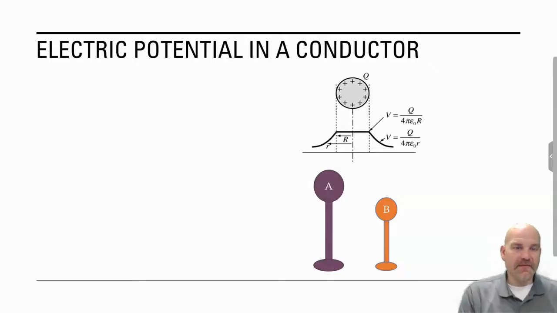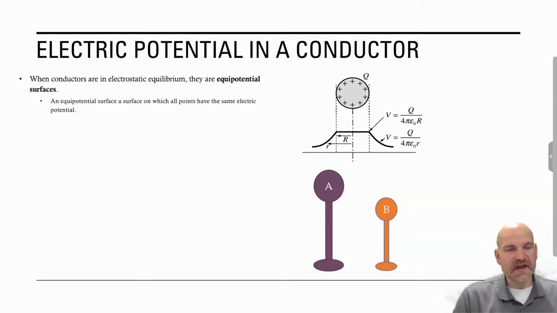All right, welcome back to AP Physics C, Electricity and Magnetism, Unit 2: Conductors, Capacitors, Dielectrics. So here's the second video focused on conductors. In the previous video, we looked at the electric field inside a conductor and around a conductor. Now let's talk about the electric potential in a conductor.